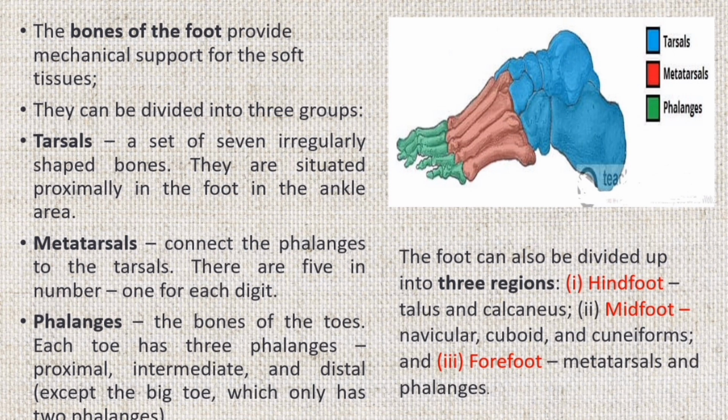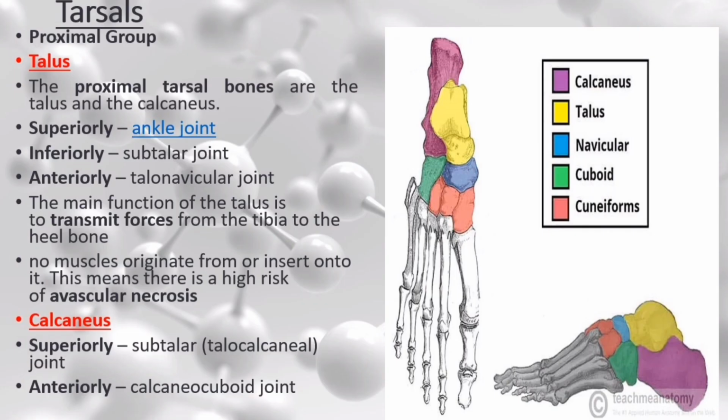The foot can also be divided up into 3 regions: Hindfoot, talus and calcaneus; Midfoot, navicular, cuboid, and cuneiforms; and Forefoot, metatarsals and phalanges. In this video, we shall look at the anatomy of the bones of the foot, their bony landmarks, articulations, and clinical correlations.